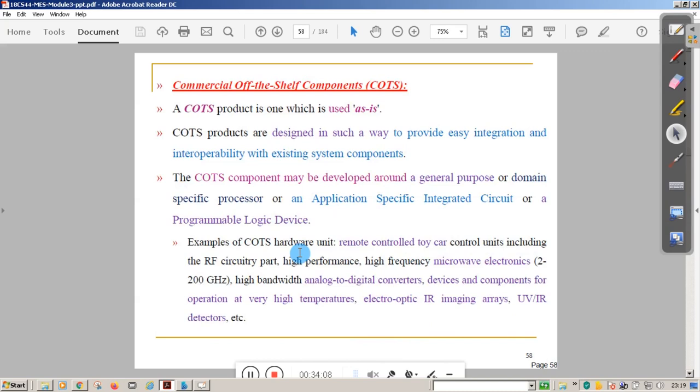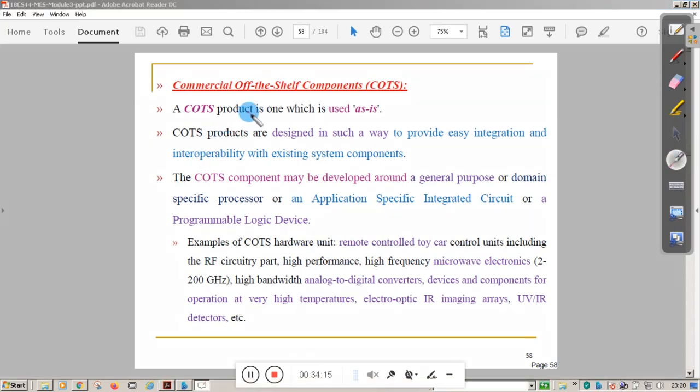Then the last one is commercial off-the-shelf components, COTS. Actually, COTS is a product whose other name is used as is. Use it as it is. COTS products are designed in such a way that they can be easily integrated into other existing systems without any modification. And COTS components may be developed around general purpose domains or specific purpose or application specific integrated circuits.